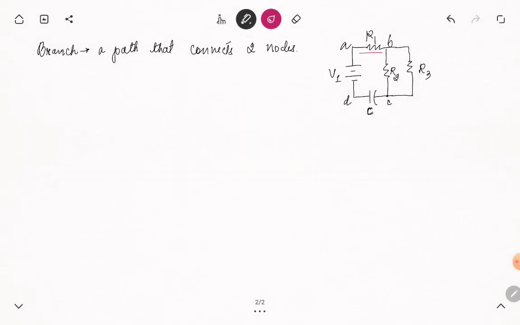So this is a branch, a path that connects two nodes. It is connecting nodes A and B. This is also a branch, connecting two nodes B and C. This is also a branch, connecting nodes D and C. And this one is also a branch, connecting nodes A and D. And this one is also a branch because it connects nodes B and C, and the circuit element here is R3.